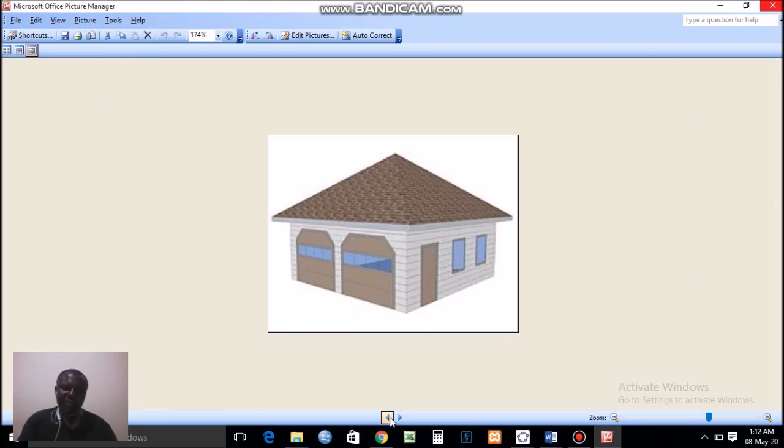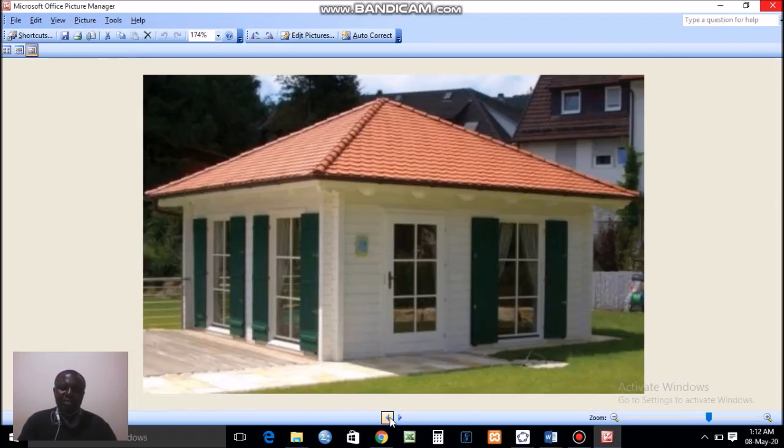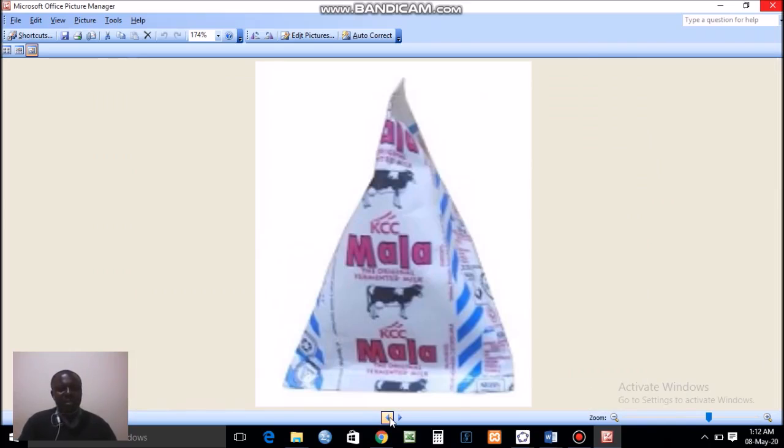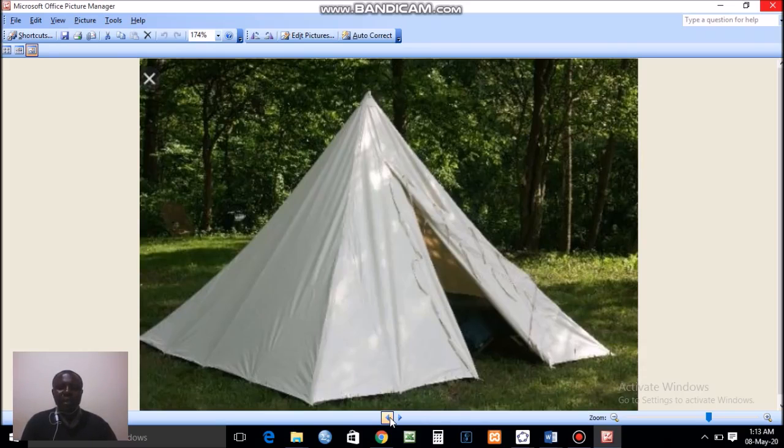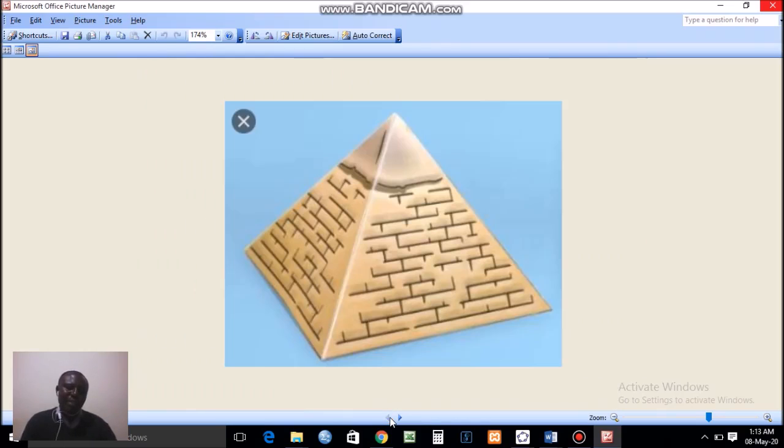We have another one, all right, and so forth and so on. There are very many. Even a milk packet is actually a pyramid sitting on a triangular base. So this is a triangular based pyramid. We also have a tent, and we have the Egyptian pyramids where pharaohs were buried. You know, sometimes in your history, when you talk about pyramids, someone thinks about the Egyptian pyramids.